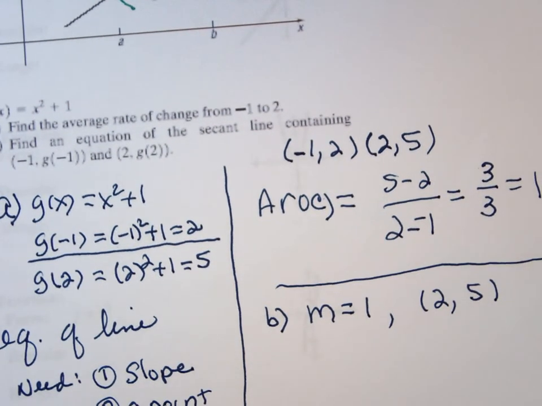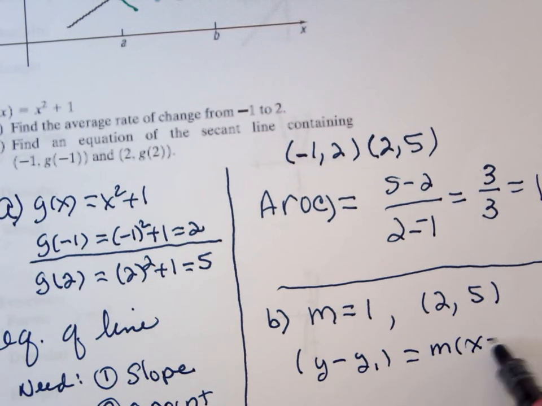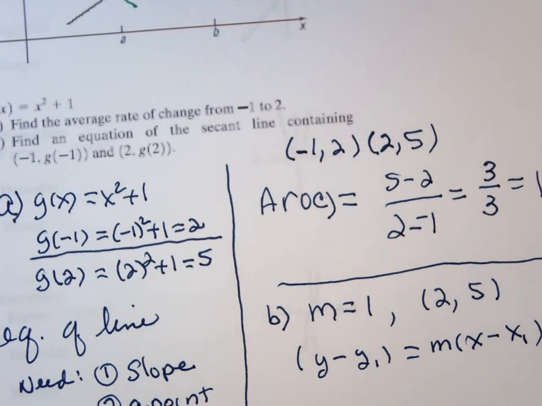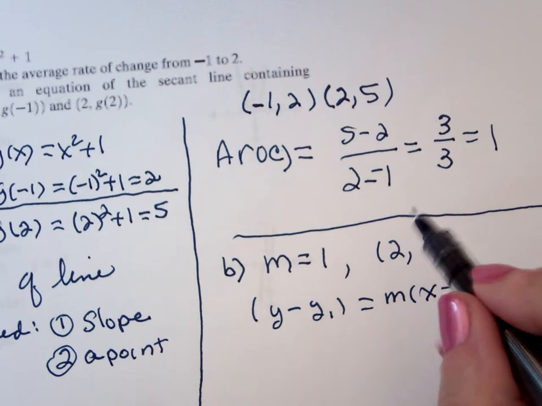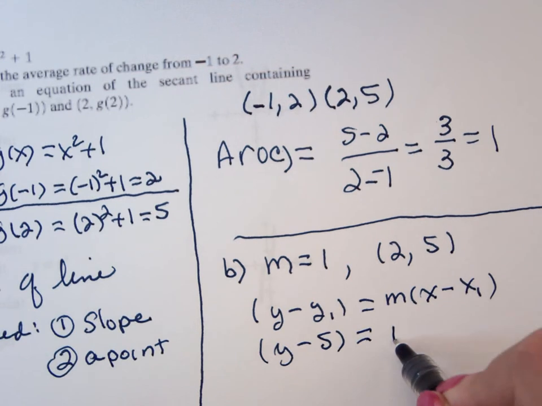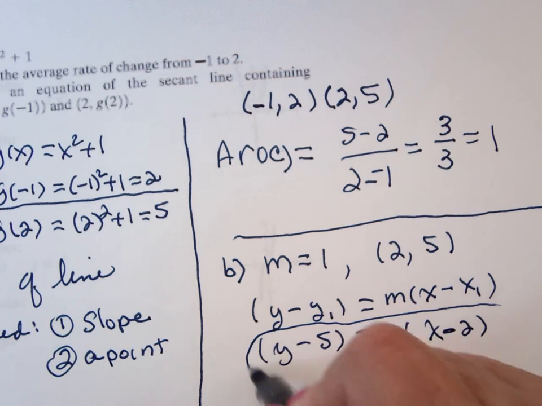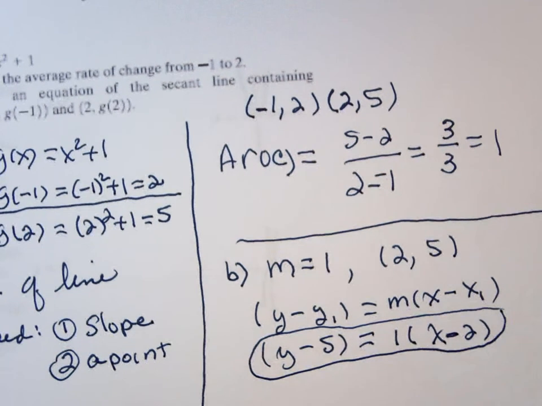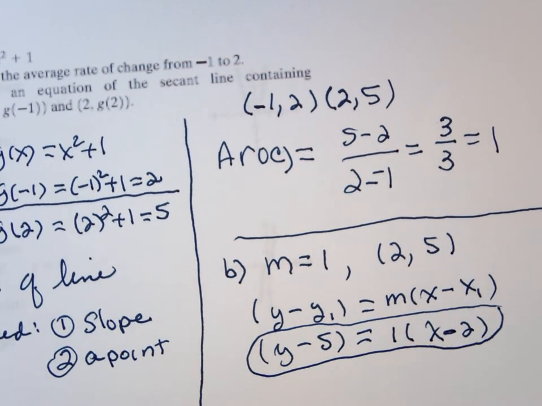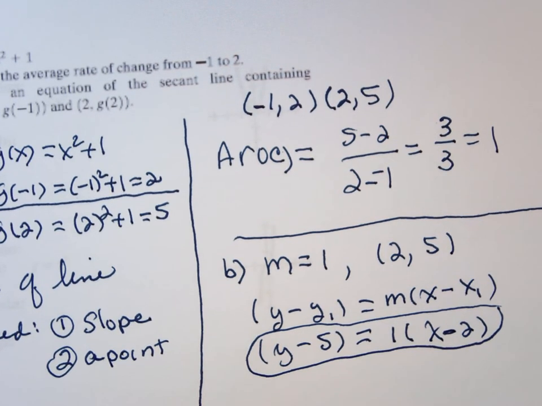I'm not evil. And then I personally use this, y minus y1 equals m times x minus x1. And so this says y minus 5 is equal to m, which is 1, times x minus 2. That's a perfectly good answer. Unless they tell you to write it in a specific form, leave it. I would quit while I am ahead. This one's easy enough to put into slope-intercept form because there's a 1 there.